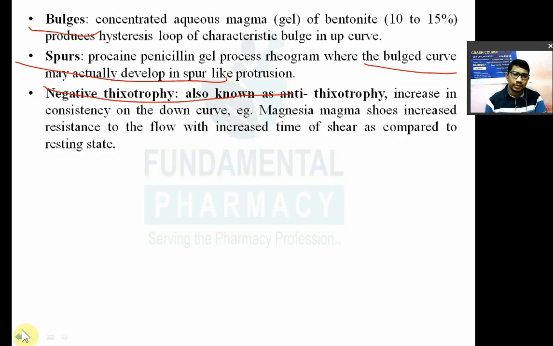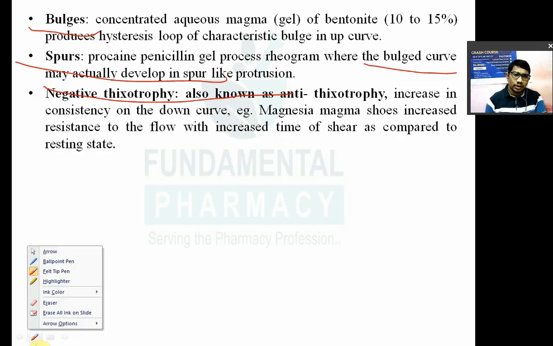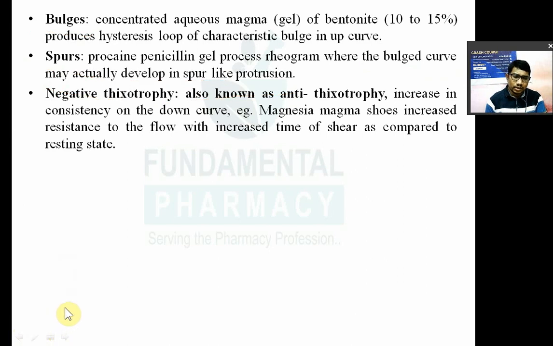Now what is negative thixotropy? Thixotropy means slow and comparatively slow recovery after the deformation, isothermal and slow recovery, with consistency loss through application of stress. That is thixotropy. What is negative thixotropy? We also call it anti-thixotropy. Negative thixotropy and anti-thixotropy.